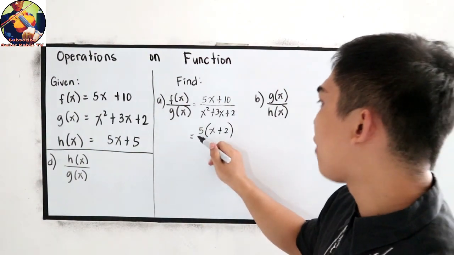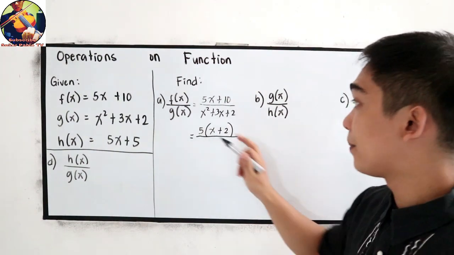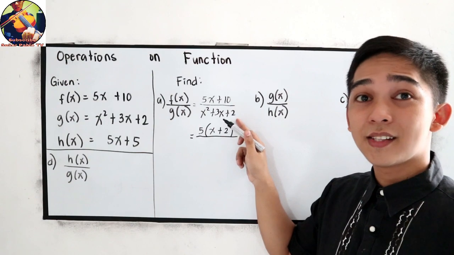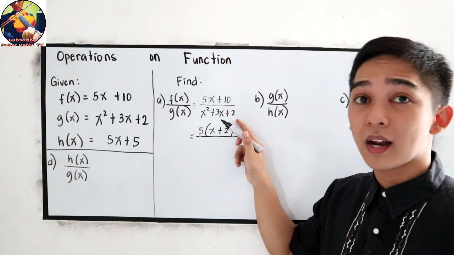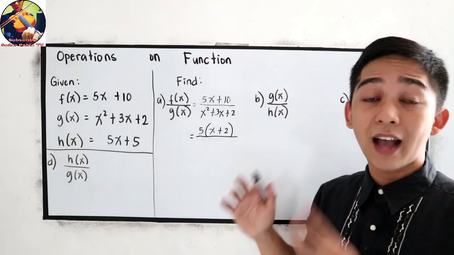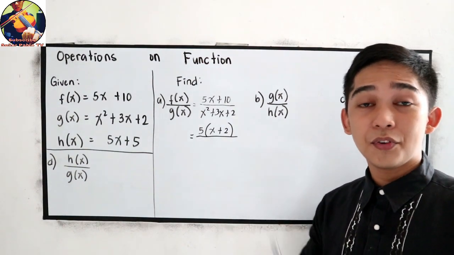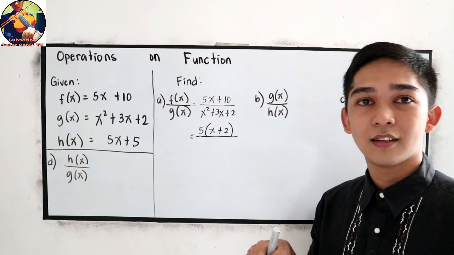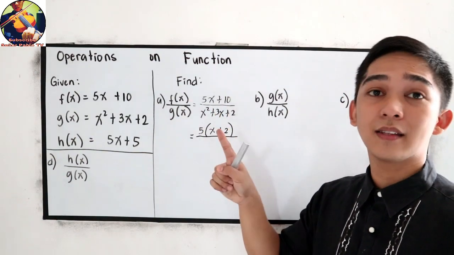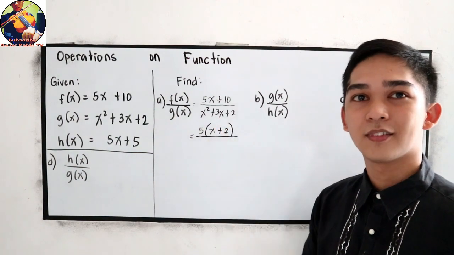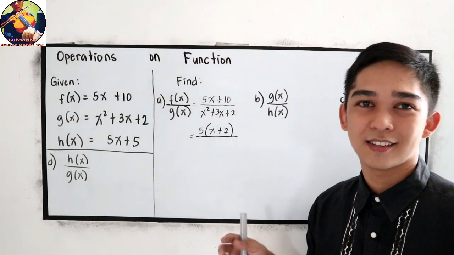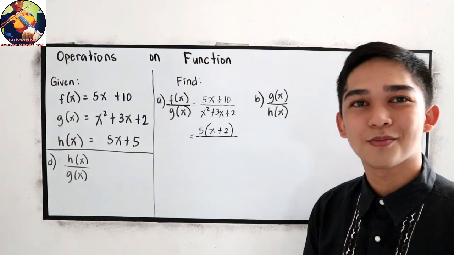Now, factor out the denominator. X squared plus 3x plus 2. This is a general trinomial in the form x squared plus bx plus c. If you want to recall factoring, you can review our grade 8 lessons. This is lesson 2 and lesson 5. Or if you want, review all the factoring techniques in our grade 8 videos.